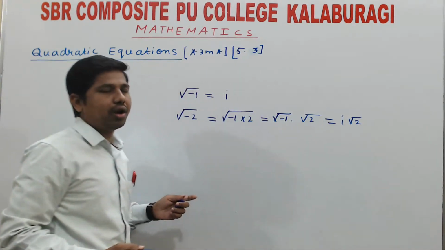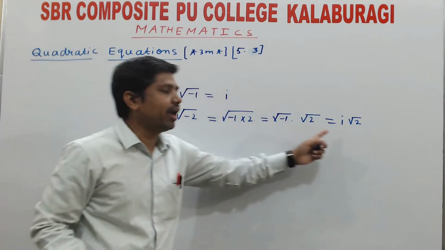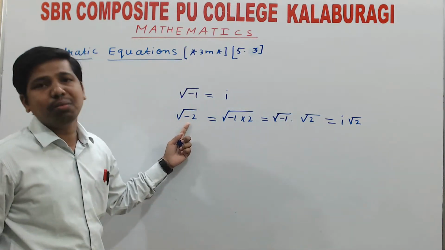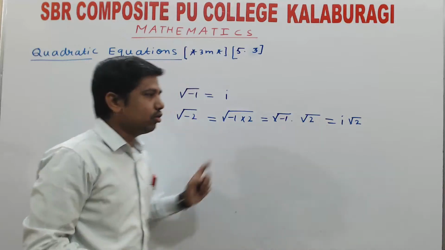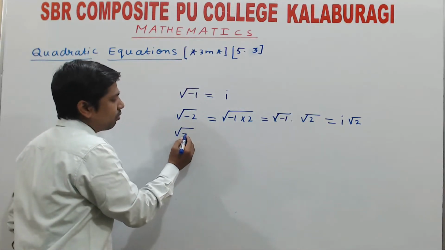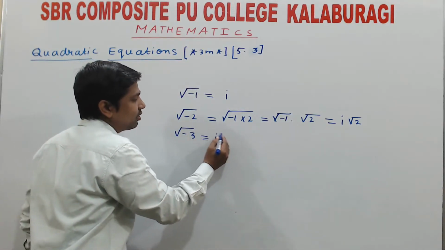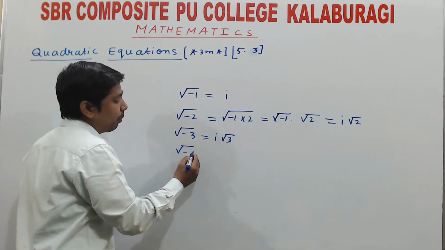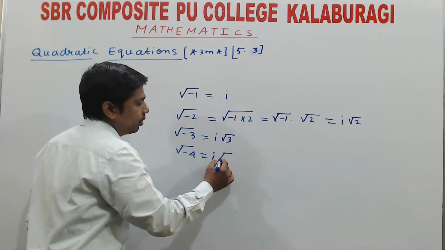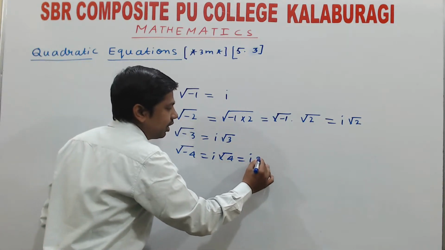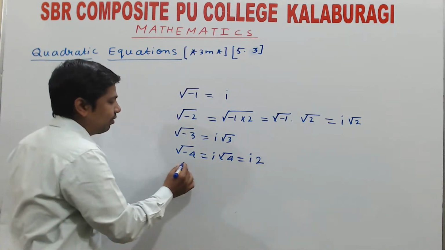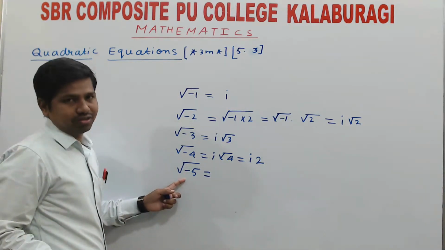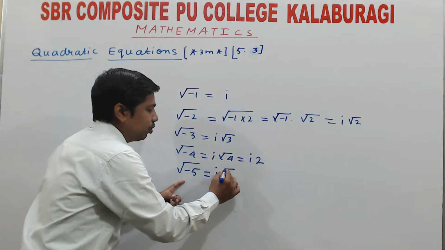So directly, what will I write? Root of minus 2 is I into root 2, right? Because under the root, a negative is imaginary. The imaginary number is denoted by I. Suppose it is root of minus 3, I will write I into root 3. Suppose it is root of minus 4, I into root 4. What is root 4? It is 2, right? And if it is root of minus 5, that is I into root 5.